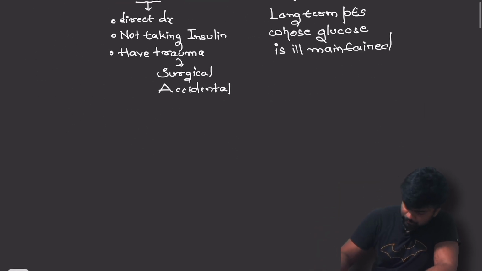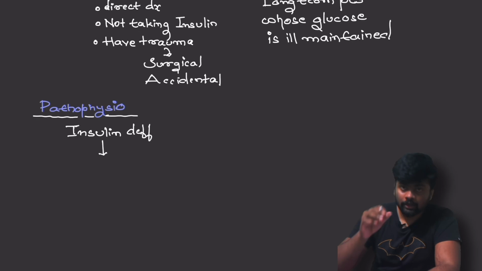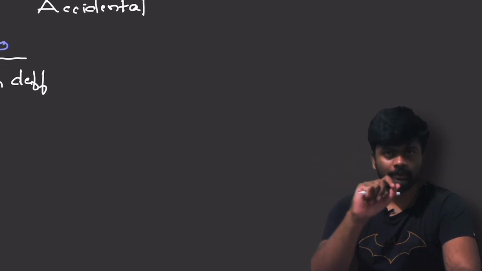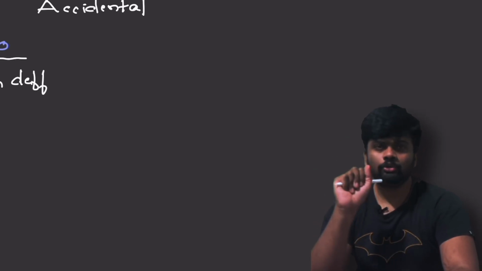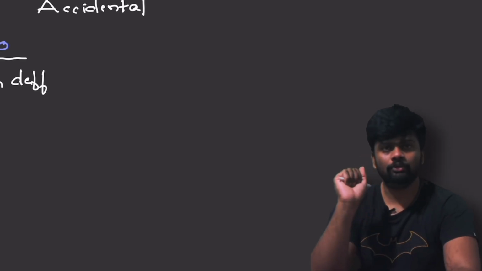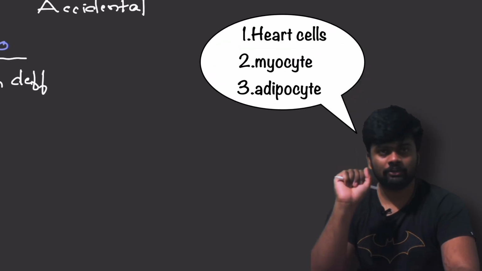Now let's understand the pathophysiology. As these people have insulin deficiency, you have to remember two receptors. One is the GLUT2 receptor, another is the GLUT4 receptor. GLUT2 receptors are present in the pancreas, especially in islet cells. Now let us keep that aside. We'll study GLUT4 receptors. GLUT4 receptors are present on other cells.